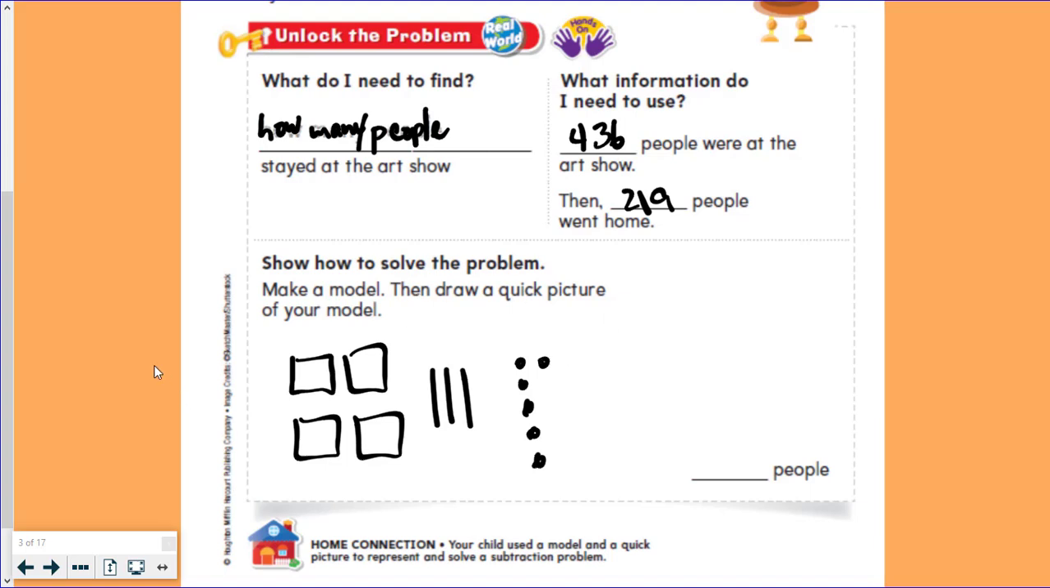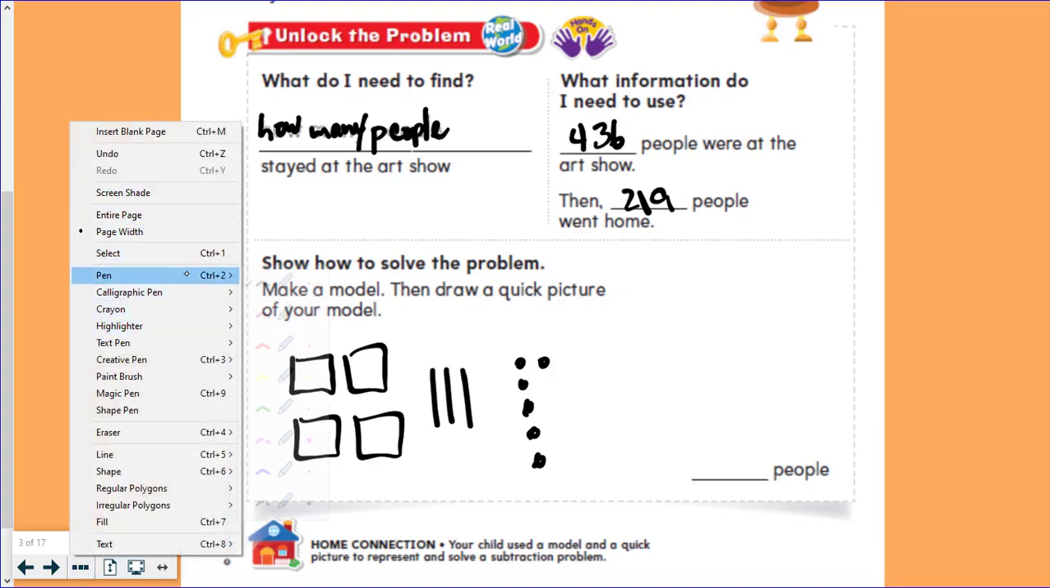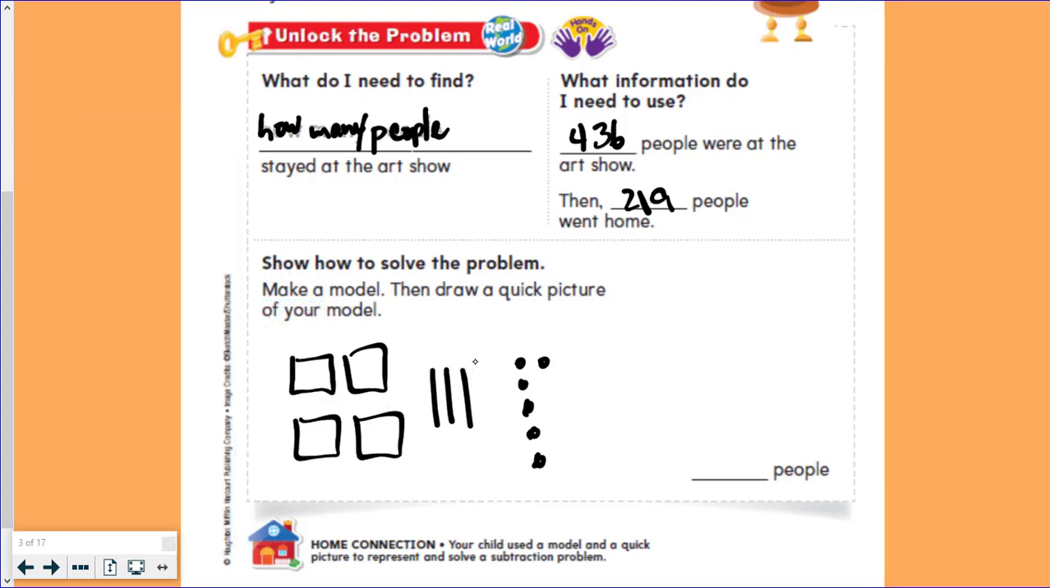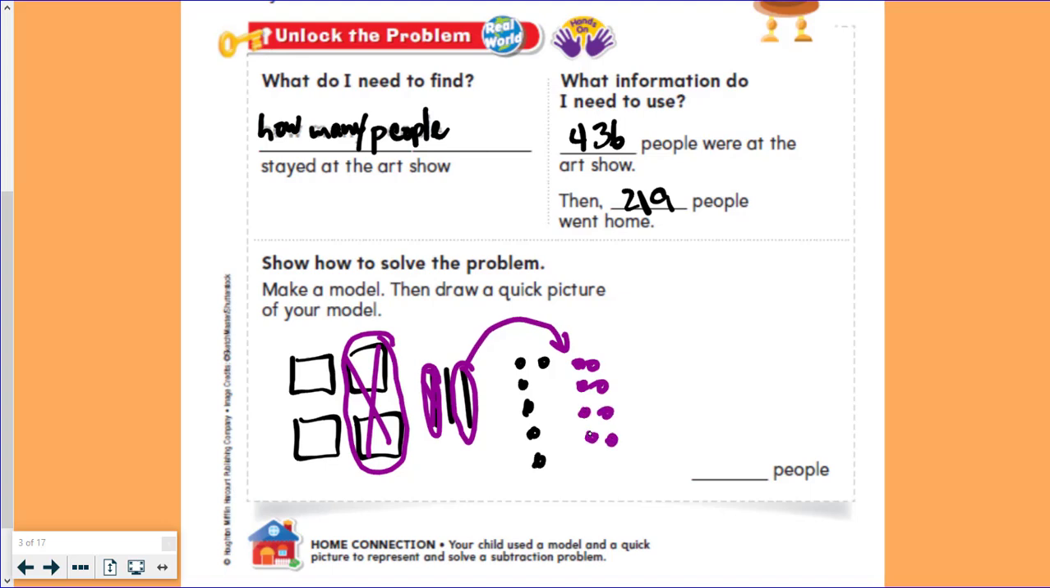And let's see, I'm going to try to change my color so it stands out a little bit better. Okay, and so I'm going to circle 219 because that's what I'm going to take away. So 219 is 2 hundreds, 1 ten, and 9 ones. I don't have 9 ones, so I'm going to have to regroup. Okay, and so now I can take away the 9 ones. So all of these guys except for 1.